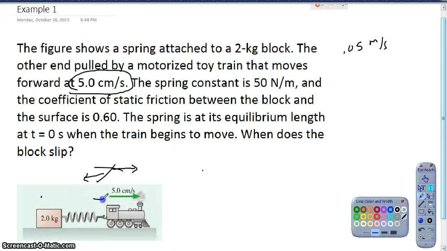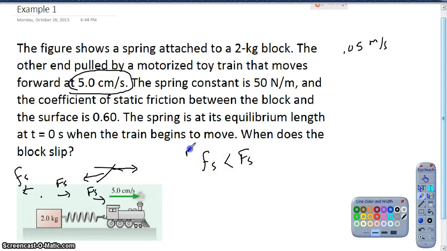As the train stretches, there's going to be a spring force pulling both this way, and then back on the train. So we've got a spring force pulling this way, and we'll have static friction that begins to oppose the spring force, right? So when is the block going to move? Well, the block is going to move once the static friction is less than the spring force applied.